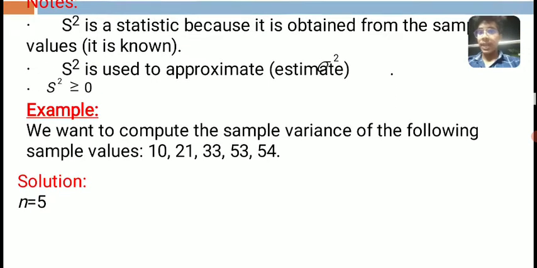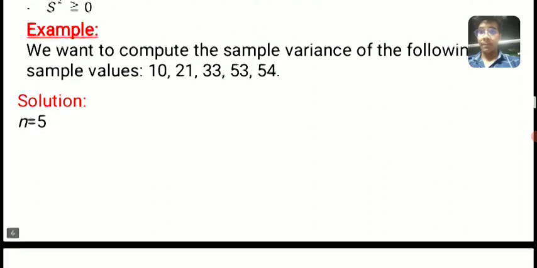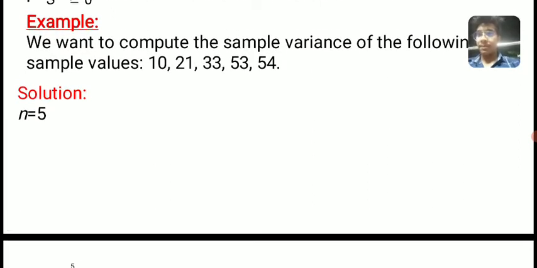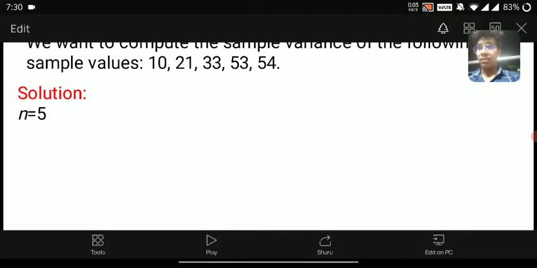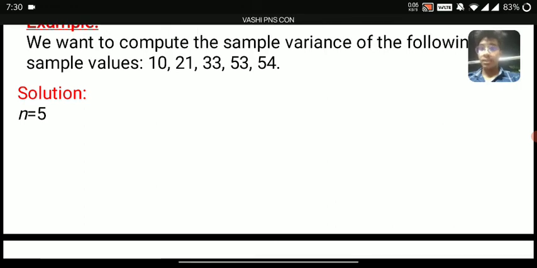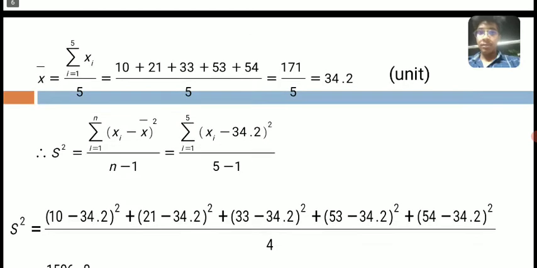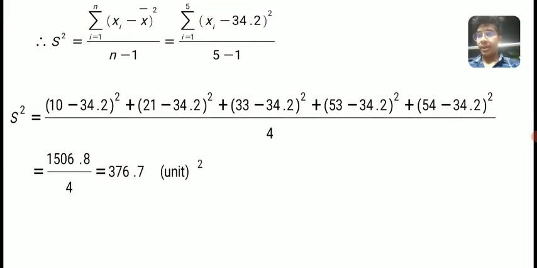We have an example regarding sample variance. If you want to compute the sample variance of the following sample values 10, 21, 33, 53, 54, where n equal to 5 is the number of values we have, x bar is equal to the summation of xi by 5 to find the mean, and s square is the summation of xi minus x bar whole square, divided by n minus 1, which is determined using this formula.